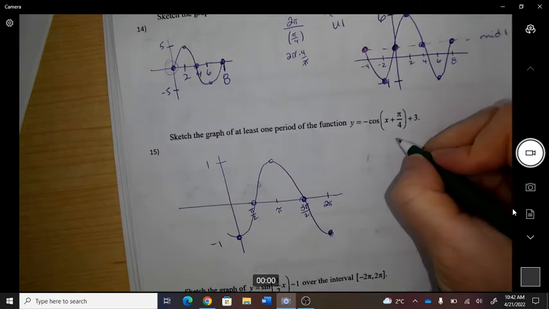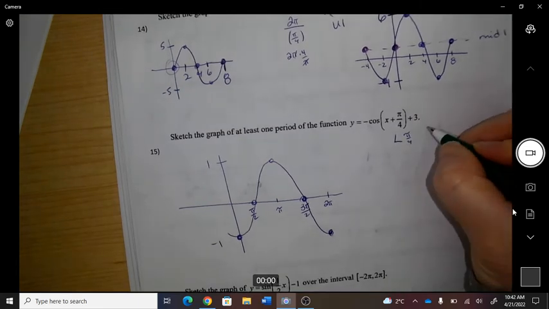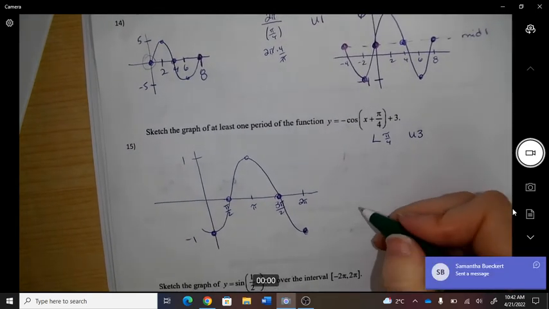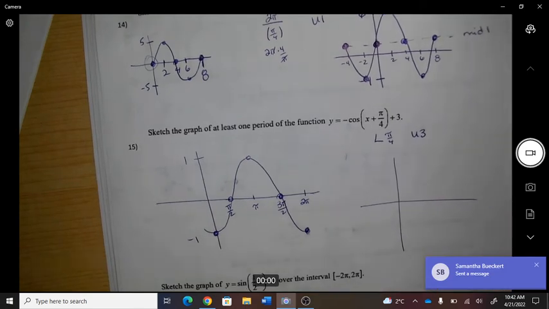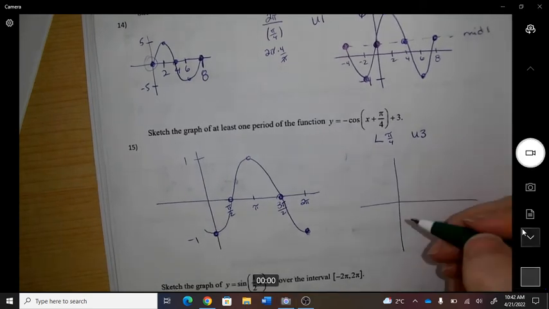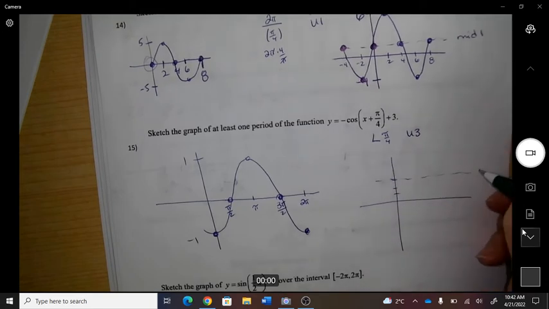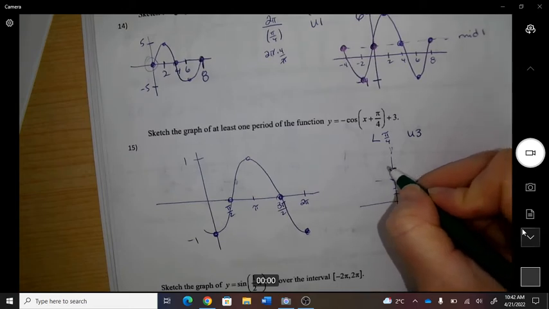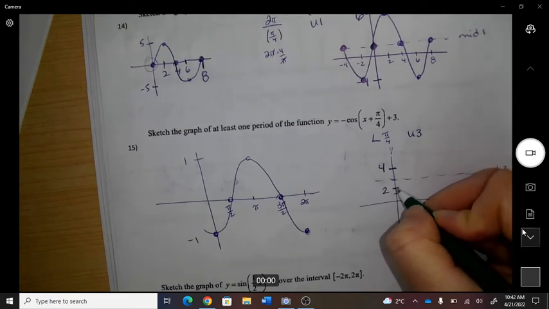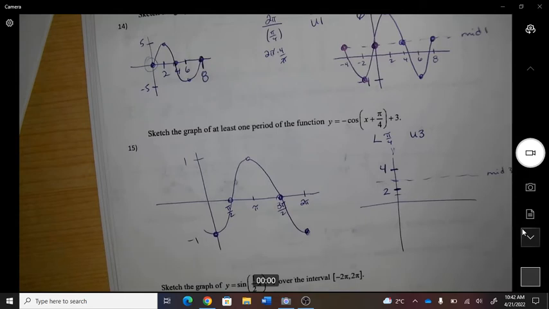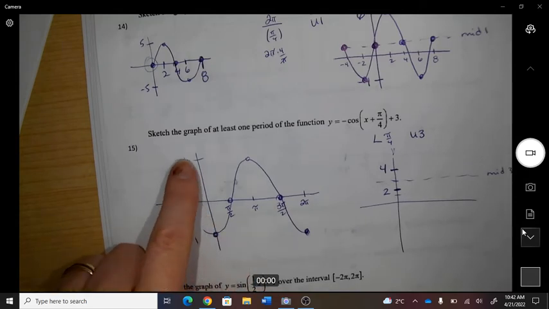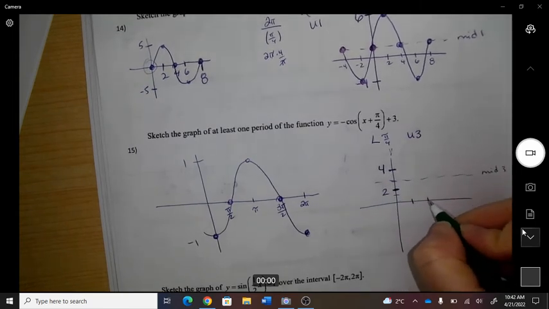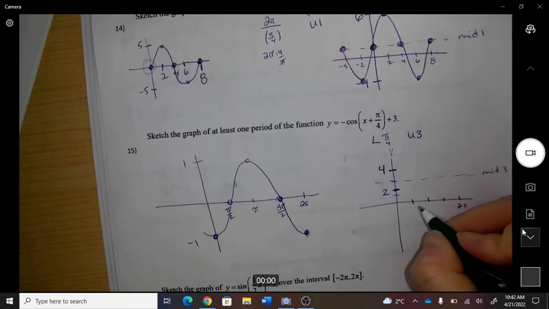Okay, so we're going to have to move left pi over 4 and up 3. So I'm going to draw my guideline at 3. So my mid at 3. I'm going to say my top height is 4. My bottom height is 2, because I have to go 1 up and 1 down from that. Okay, so 1, 2, 3, 4. So this was a 2 pi.